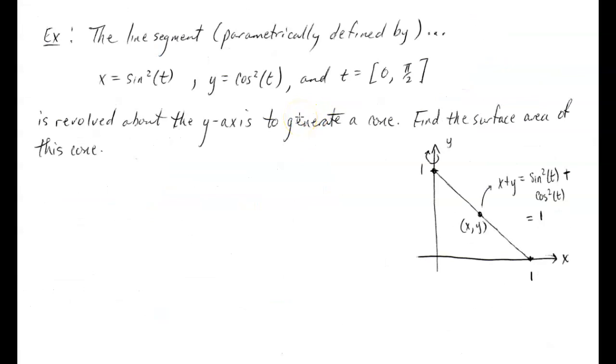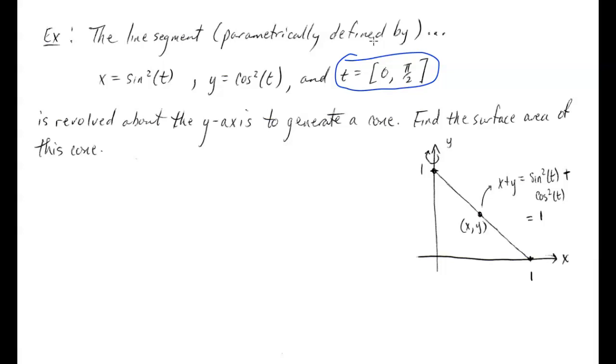For our last example here, we're also going to consider the line segment that's parametrically defined by a function x of t and a function y of t, where x is just sine squared of t, y is cosine squared of t. And we're going to look at x and y on the interval of t from 0 to pi over 2. And what we're going to do is take the result of that and just rotate it about the y-axis, okay? And we want to find the surface area of the shape that would actually do that.